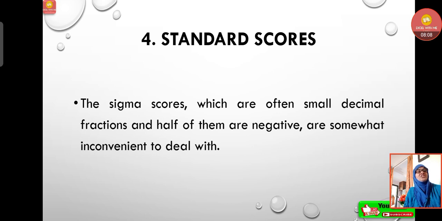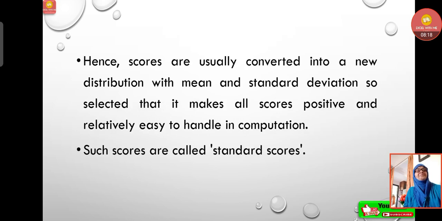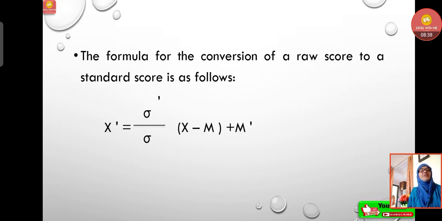The sigma scores, which are often small decimal fractions and half of them negative, are somewhat inconvenient to deal with. So what we do here, scores are usually converted into a new distribution with mean and standard deviation so selected that it makes all scores positive and relatively easy to handle in computation. Such scores are called standard scores. Generally we use this a lot. The formula for the conversion of a raw score to a standard score is as follows.